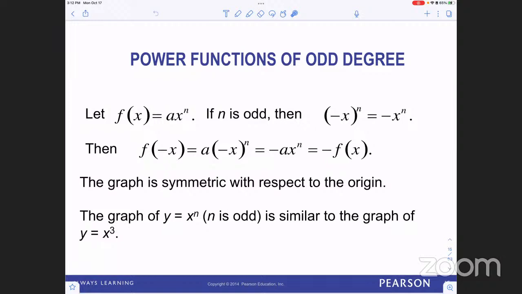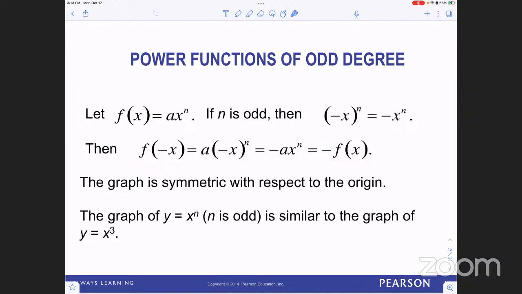So then we want to consider power functions of odd degree. Consider the power function where n is odd. Then if we consider negative x to the power of n, if you multiply an odd number of negatives, you can finish with negative times x to the n, right? So that means we're starting with f of negative x and we're finished with negative times f of x. That's the definition of a function being odd.